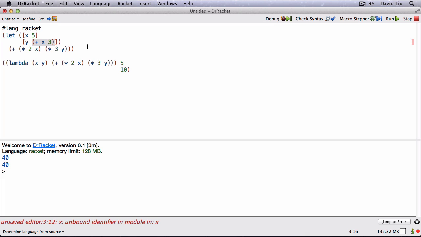If we wanted to bind y to the value of 3 plus x, then what that would translate to as a function call would be we'd replace this 10 over here with 3 plus x. And now all of a sudden, we have an expression where the x is undefined because the x parameter is only in scope in the body of the function. As I said in lecture, we can get around this problem using let star, which is basically a series of nested lets. But I'll let you think about that.